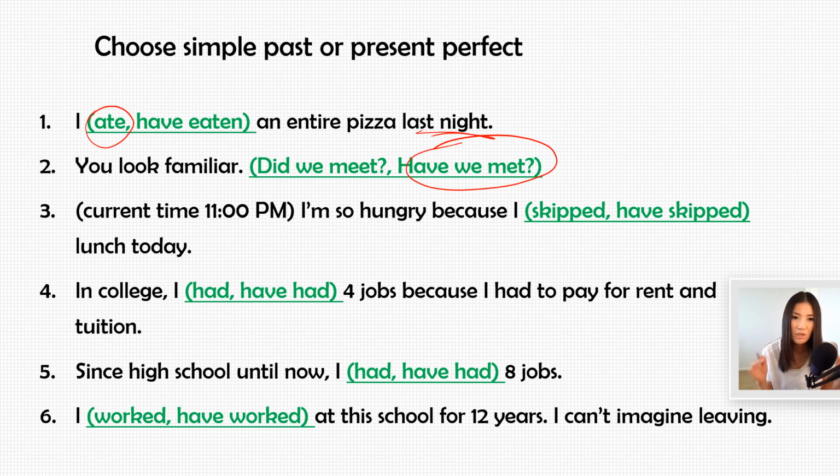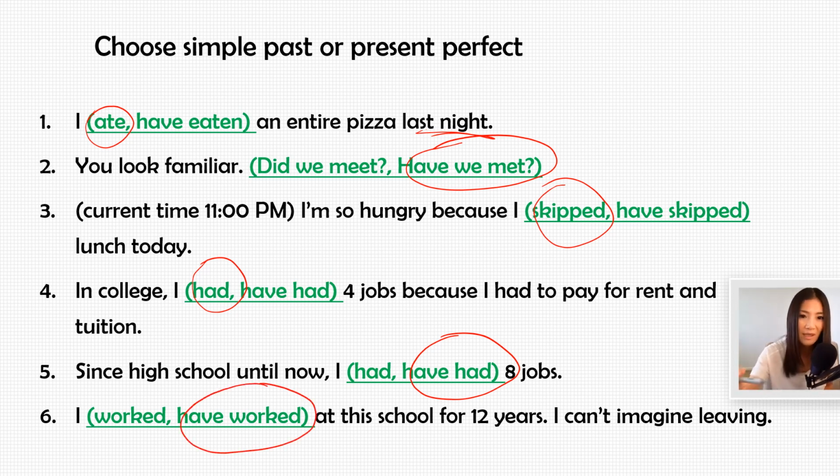Number 3, the current time now is 11 o'clock at night. And I say, I'm so hungry because I skipped lunch today. Number 4, in college, I had 4 jobs because I had to pay for rent and tuition. Number 5, since high school until now, I have had 8 jobs. Last one, number 6, I have worked at this school for 12 years. I can't imagine leaving, which means you're still there working, so we're going to use present perfect.